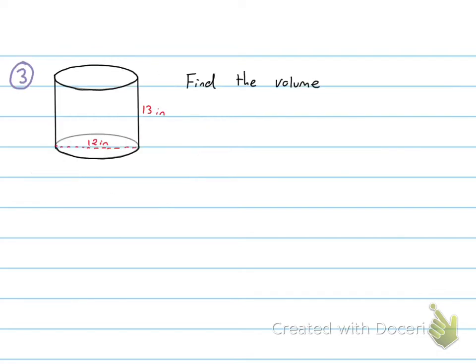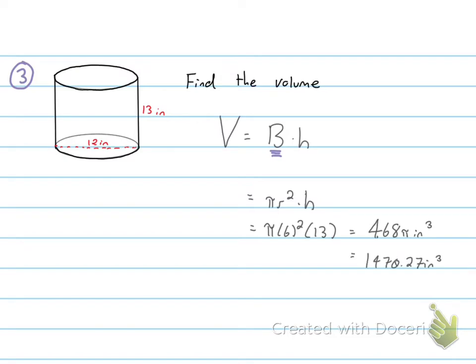Next, let's find the volume of this cylinder. Remember that a cylinder is just a prism with circles as our bases. So our formula is still the same, area of our base times our height, but the area of our base is the area of a circle. So the volume of any cylinder, that formula will just look like pi r squared times h. So here we'll do pi times our diameter here is 12, so our radius is 6, 6 squared times 13. In terms of pi, this would be 468 pi inches cubed, and as a decimal, this would be 1470.27 inches cubed. And either one of those would work as an answer.